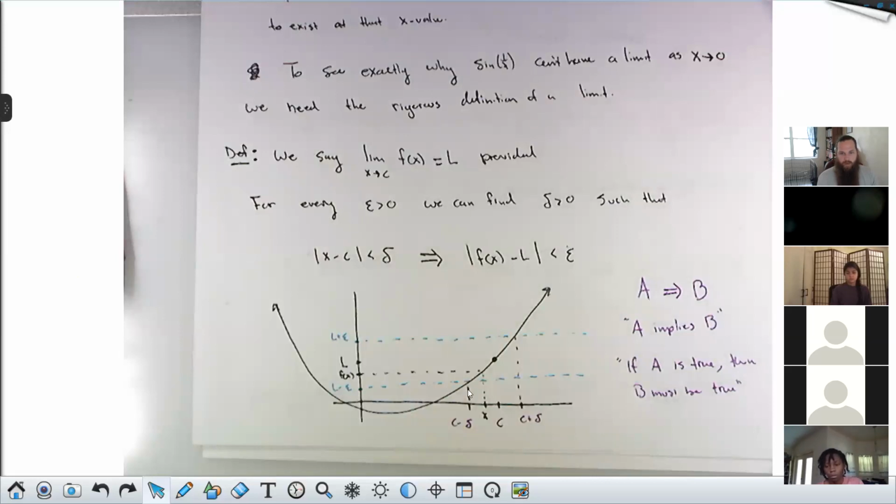So the real idea is that as this epsilon window shrinks, this delta window also shrinks. And no matter how small this epsilon window is, I can find a corresponding small delta window that will guarantee any x within this interval down here gives me an f of x that is within this window over here.